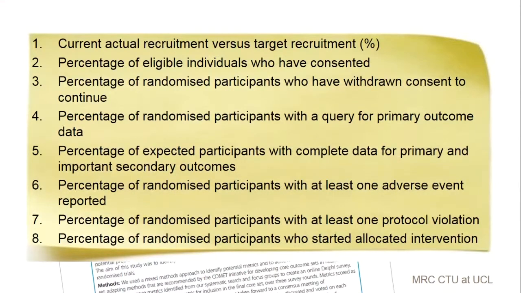Just for your reference, these are the 8 metrics that were suggested by Whittam et al. Briefly to go through them, we've got actual recruitment versus target recruitment, percentage of eligible individuals who consented, those randomized who've withdrawn consent, those with a query for primary outcome data, those with complete data for primary and important secondary outcomes, those with at least 1 adverse event or 1 protocol violation, and finally, the percentage of randomized participants who actually started their allocated intervention.